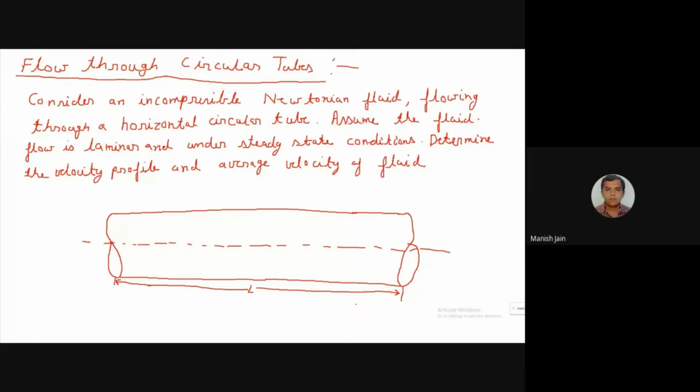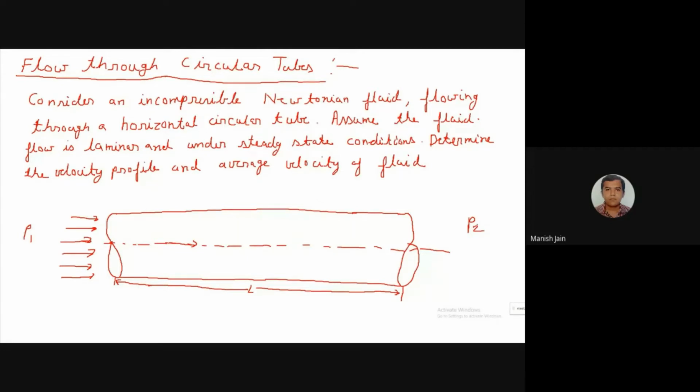You have a horizontal pipeline where fluid is flowing in one direction. Suppose fluid is flowing in this direction. This is the central line. Because it is a horizontal pipeline, fluid will flow due to the pressure drop only. So there should be a pressure drop. If there is no pressure drop, then the velocity will be zero. For flow, you need the driving force.